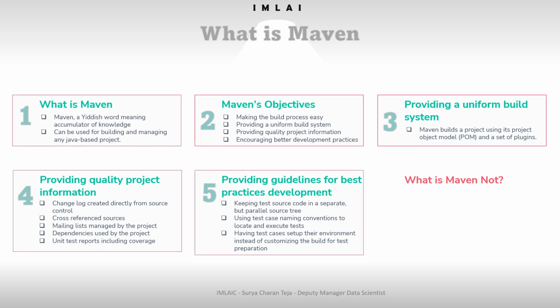So now we have seen what is Maven. We have seen what the objectives were to come up with Maven, and now we will also see what is not Maven. Maven is a site and documentation tool. If you think that it is only a site and documentation tool, no, it's not that. Maven is a tool which does more than that.